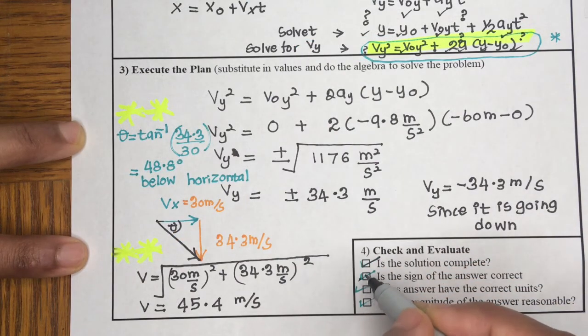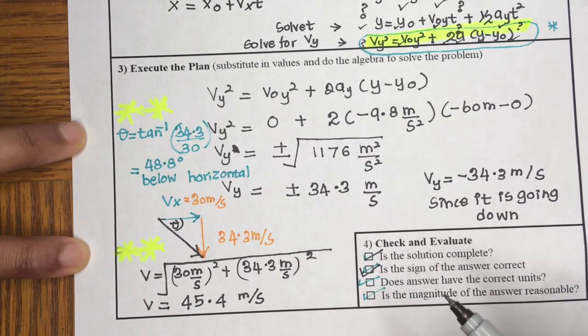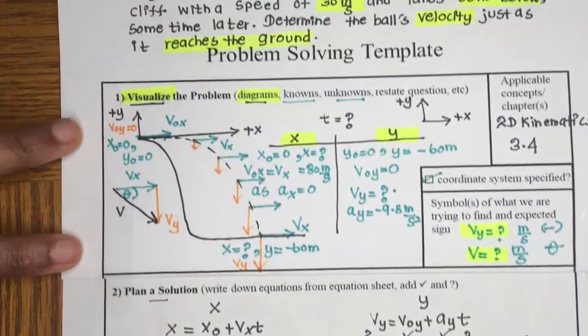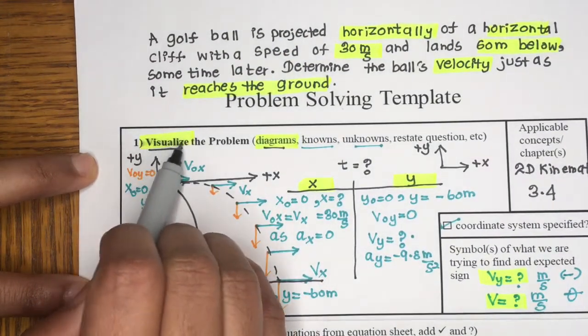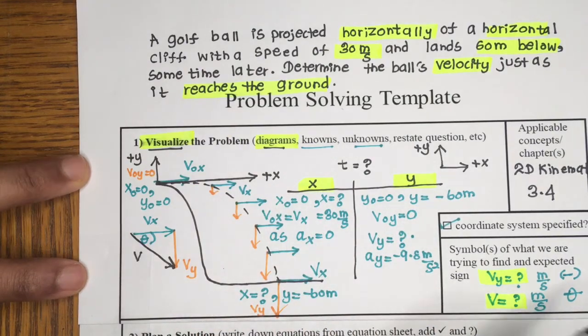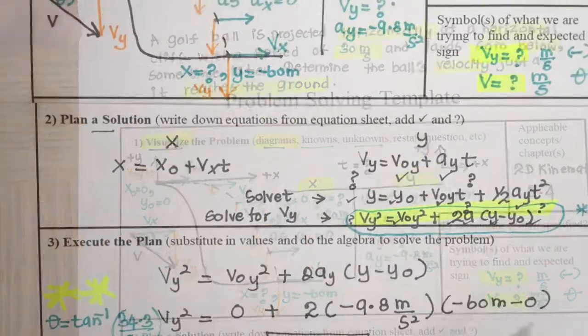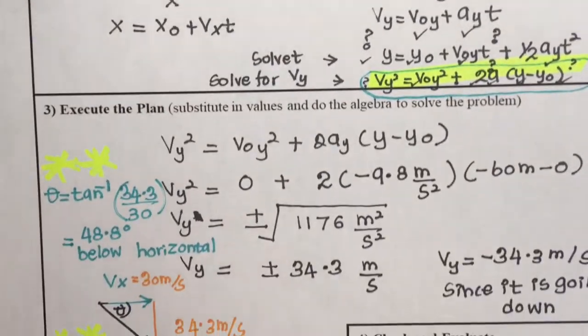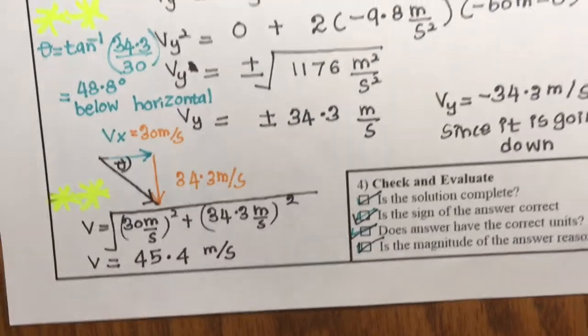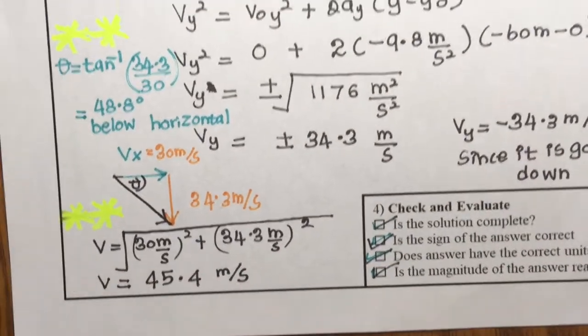Solution is complete. We solved for the velocity just as the object reached the ground, and the sign of the answer is correct, it has the correct units, and the magnitude of the answer is reasonable based on the given height and everything. And we visualized the problem. We started with the diagram. We looked at the variables in x and y direction separately, and remember we used vector addition, very important, and we solved for the angle because velocity is a vector.